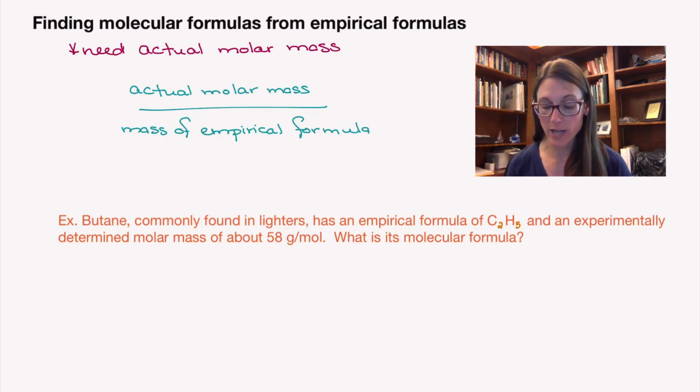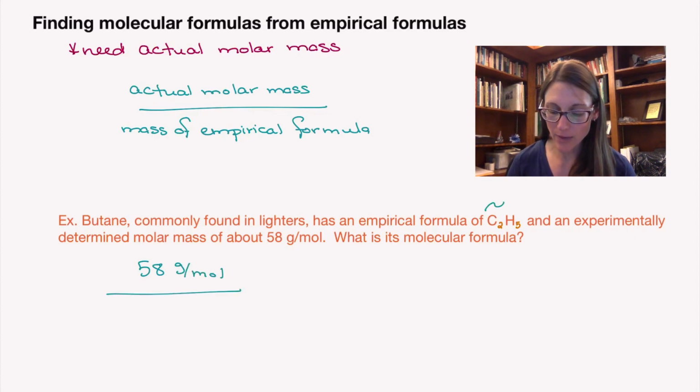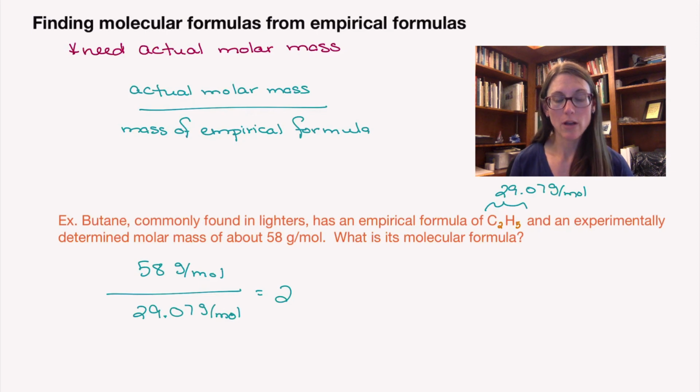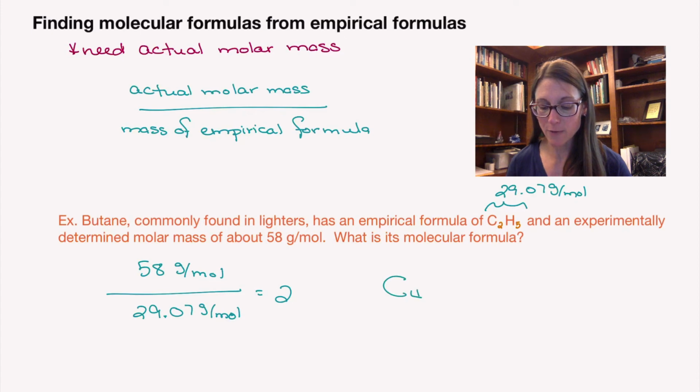For example, if I have butane with its empirical formula of C2H5, and if I know its actual mass is 58 grams per mole, I'll take the 58 and I'll divide it by the molar mass for C2H5. So I'll add up 2 carbons and 5 hydrogens, and I get 29.07 grams per mole. So I'll put that in my denominator, and this is equal to 2. So I need to multiply each of those subscripts by 2, which gives me C4H10 for my molecular formula. This is actually how many carbons and hydrogens are in that molecule.